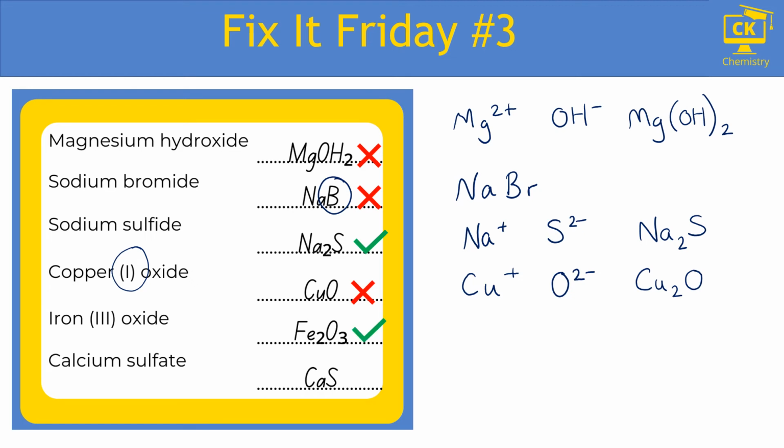Iron 3 oxide is therefore correct, and that's because the 3 tells us iron has a 3+ charge. Oxide still has a 2-. To get an overall charge of 0 for a compound, I'm therefore going to need 2 lots of my 3+ and 3 lots of my 2-.